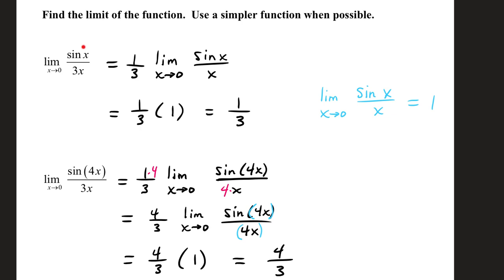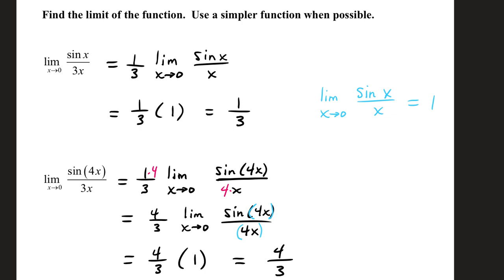In this first limit, we have sine x over 3x. I'm going to factor the 3 out of the denominator, and that will pull a 1/3 out in front. The limit as x approaches 0 of sine x over x. This limit is 1 times 1/3 is 1/3.